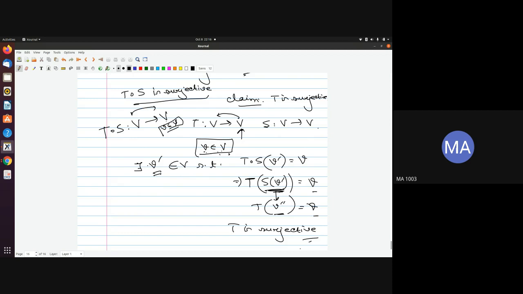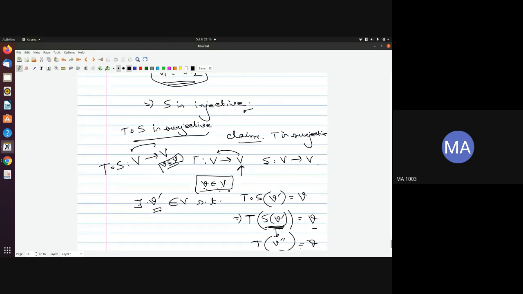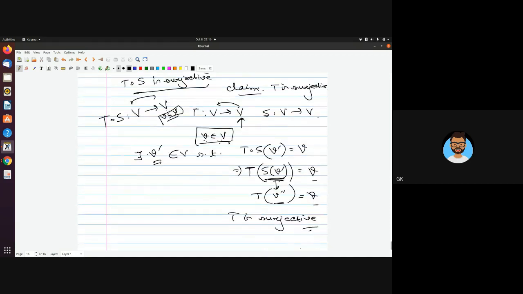So this is basically about functions. There is nothing to do with the solution. This is just a property of functions. Clear? Is it clear to everyone? Yes. Any doubt?